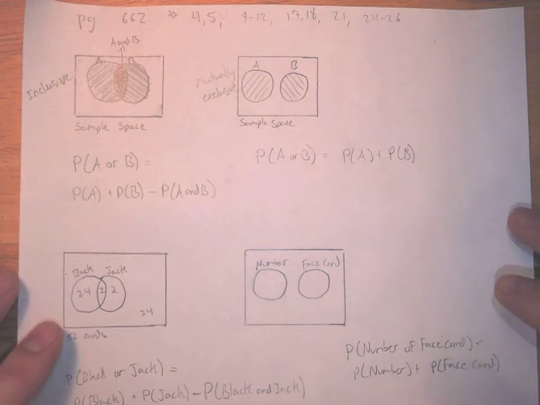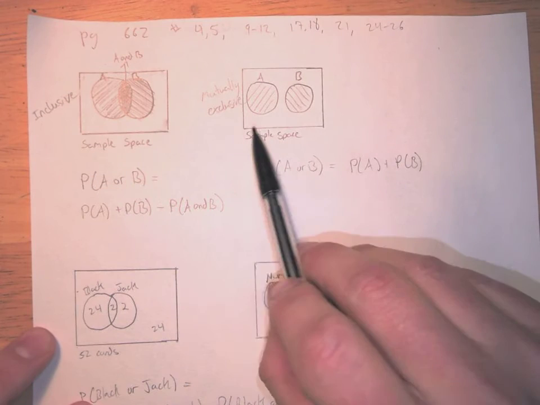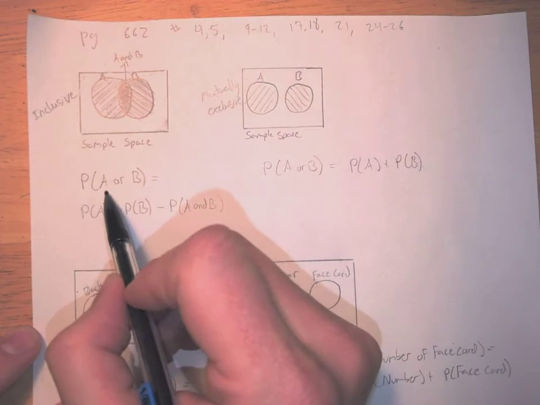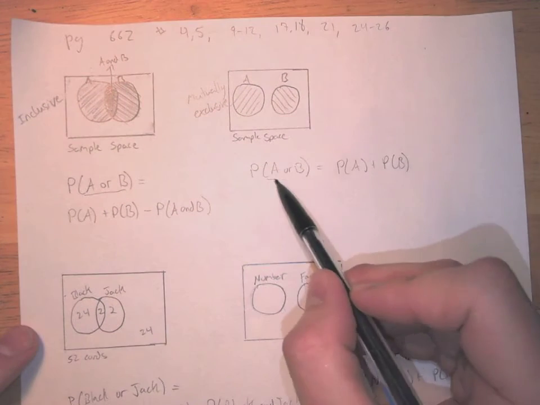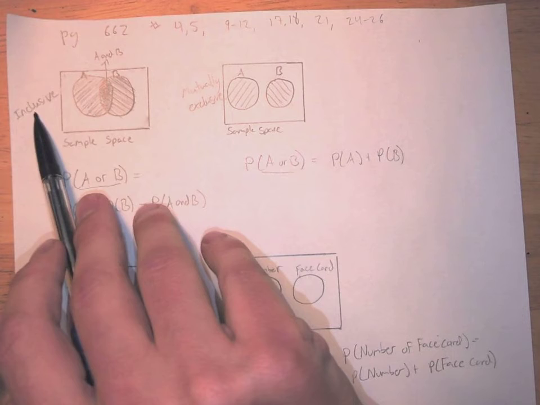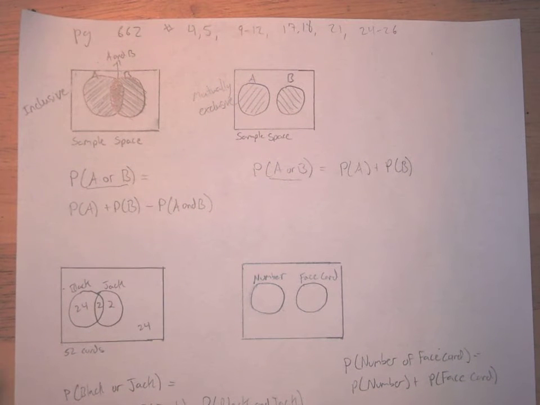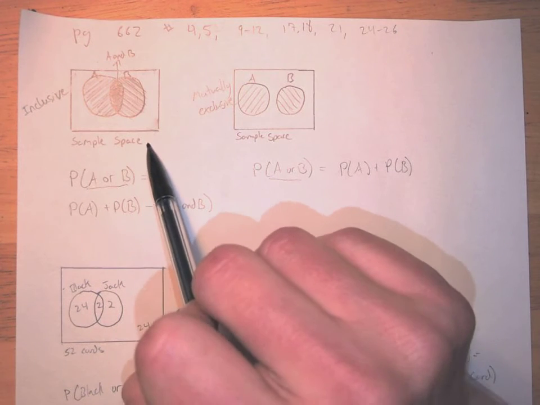The first thing we have to review is the idea of inclusive versus mutually exclusive. If we want to find the probability of an event A or an event B happening, there's something that we have to consider: the idea of inclusive or mutually exclusive. Can these events happen at the same time, or is there overlap in the sample space between event A and event B?